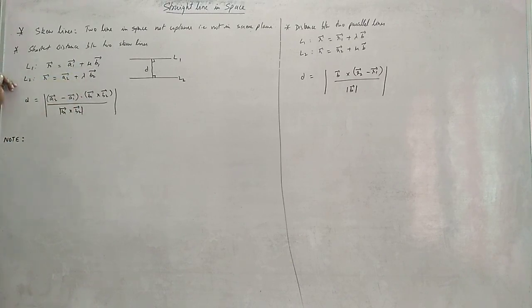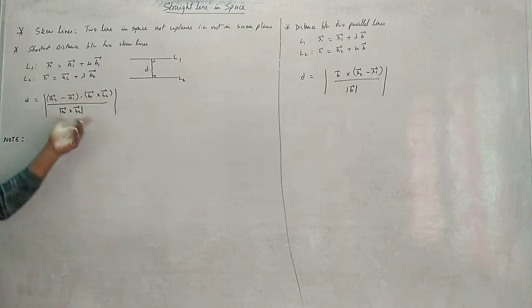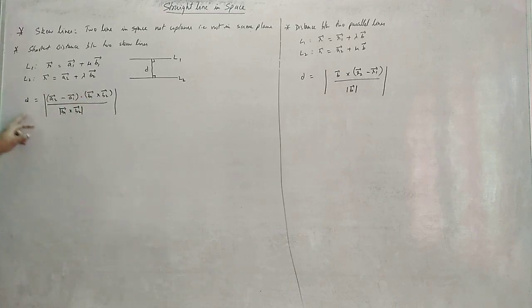Now how to find the distance between the two lines? The formula: (a2 minus a1) dot (b1 cross b2) divided by the magnitude of b1 cross b2. Whole magnitude. If you get this thing in minus, you will take it as positive. So this is the distance between two skew lines. Okay, so you have to mug up this formula.